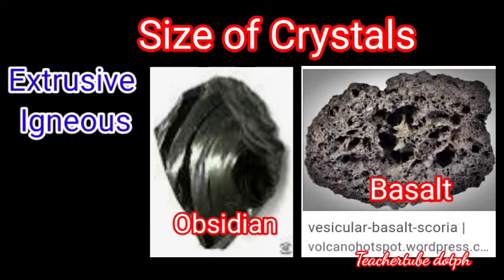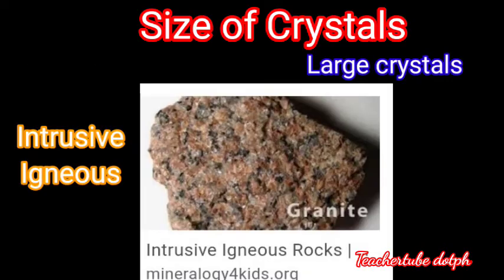Alright, the next feature is the size of crystals. Extrusive igneous have small crystals smaller than 1 millimeter or no crystals at all, just like the obsidian here. And another example is the basalt. It is vesicular with air bubbles. Okay, the size of crystals of intrusive igneous are large, just like the granite here.